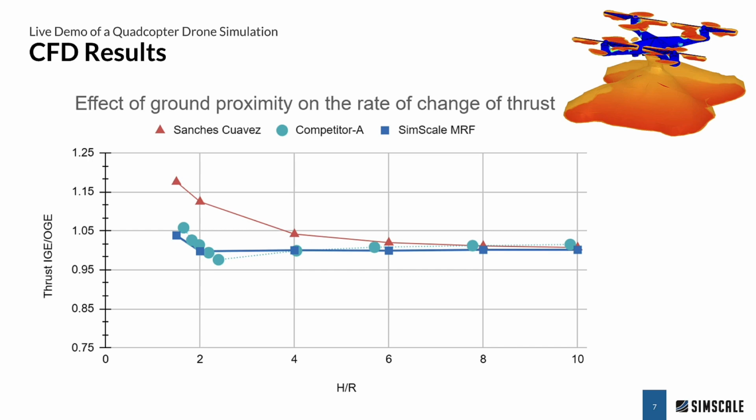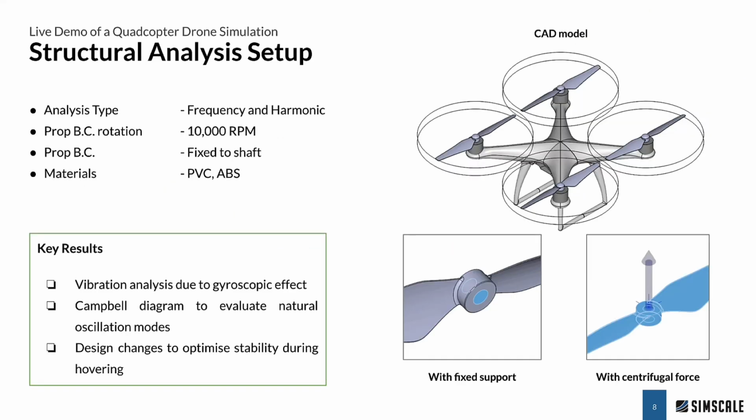Okay, so that's the CFD side of things. I want to switch slightly now to the structural analysis. And what we've looked at for the structural analysis is a vibration analysis. And the main output that we're going to get out of this is a Campbell diagram, so that we can evaluate the natural frequency modes of the propellers and of the drone.